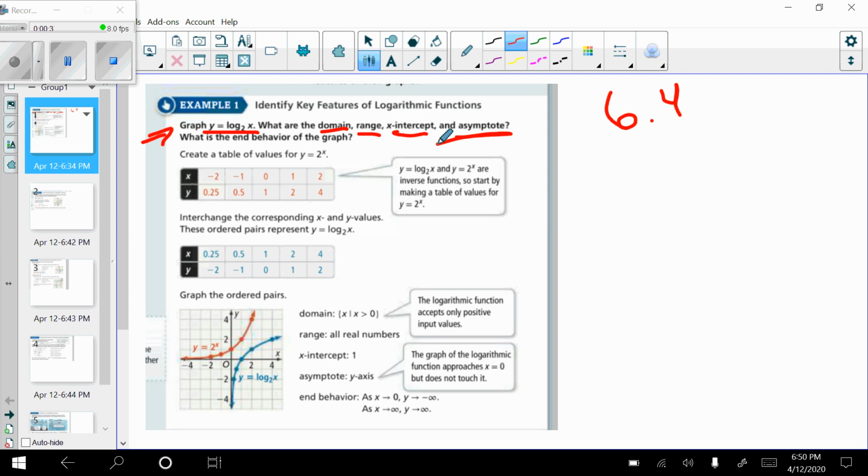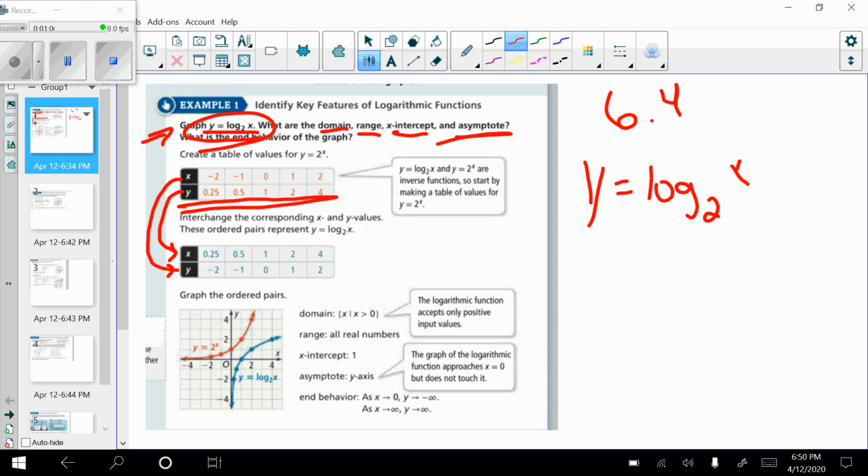So what we have to realize is that this is what we call the inverse of that. If you remember what the inverse is, you literally just switch the x and the y. So all the x's become the y's, and all the y's become the x's. And the reason is because if you take this log, y equals log base 2 of x, and turn it into exponential form, which we've normally done the other way, I'll write it this way.